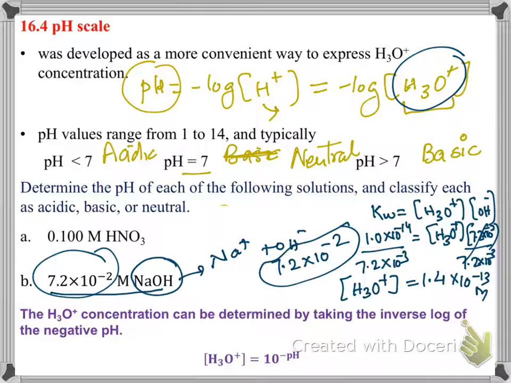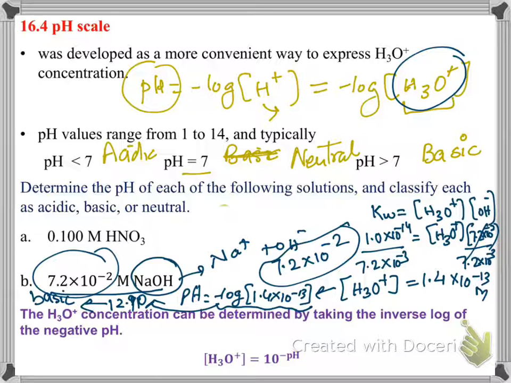Now I know the hydronium ion concentration, so I can use the pH formula, which is negative log of hydronium ion concentration, to find pH. And if you solve this, you will get 12.90. So that means this will be basic. Given the hydronium ion concentration, plugging it in this formula, you can find out pH.